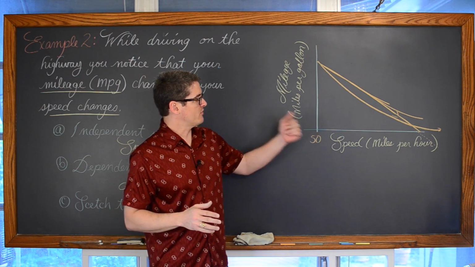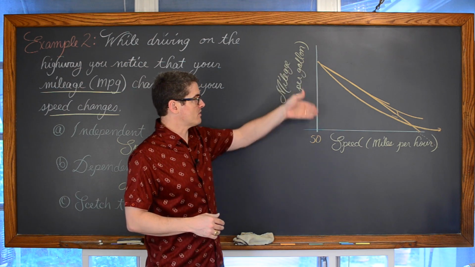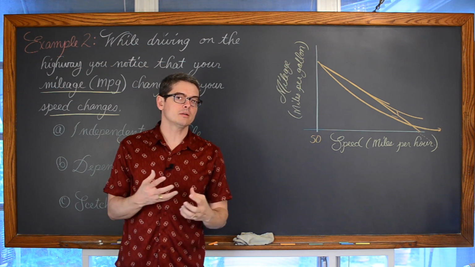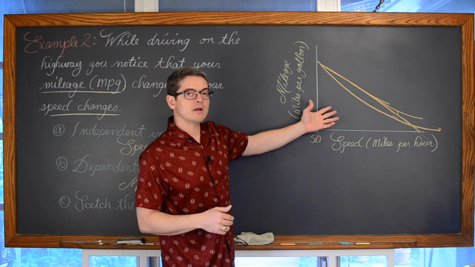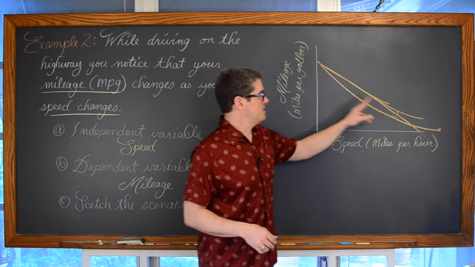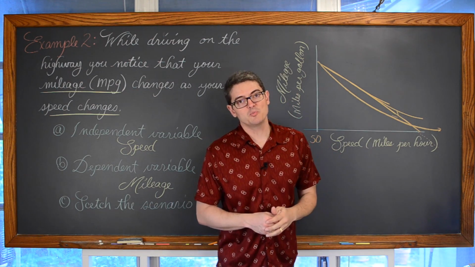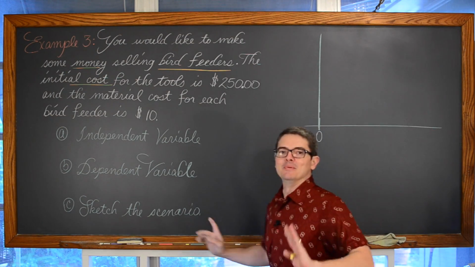We do have an independent variable on our x-axis, a dependent variable on our y-axis or vertical axis, and if the car is already in motion and we're increasing that speed, hopefully we have some idea now that the efficiency, the mileage, would be decreasing with that increased speed.